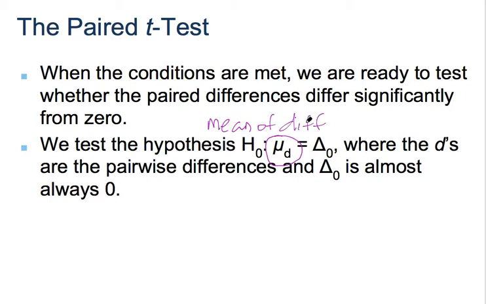I'm writing DIFF, okay? And delta 0 is going to be equal to 0, that the difference between those is going to be equal to 0, and that's what the null hypothesis is. So when you see a paired test, you know that the mean is probably going to be equal to 0, because we want to see that there is no difference. That's what our null hypothesis is going to be, that there is no difference.